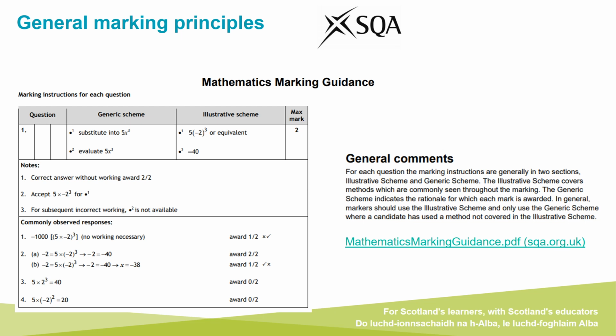However, as we know, not all the learners choose the method we expect, and this is where the generic scheme would be used. The finalised marking instructions published on the SQA Past Papers site also have notes and commonly observed responses. These are added by the core marking team after candidates have completed the assessment. I know that many of you will have added your own notes based on previous exams, but remember, it might be worth revisiting these after you've seen your pupil responses. And Iona is going to talk a bit more about commonly observed responses later in the presentation.